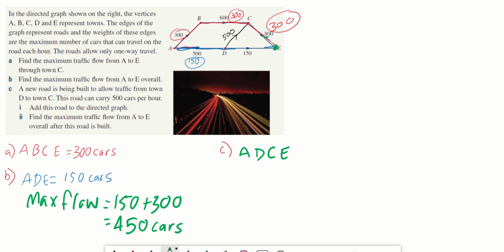Now we need to find the maximum traffic flow from A to E overall. So what we do now is I just circle that 150. Now I just need to find what's the maximum flow of this new path, and then once again add all the final numbers up, and that'll give me my maximum flow. So let's have a look. Along that new path, A, D, C to E, the smallest number's 500. So I'm going to use the 500 here.